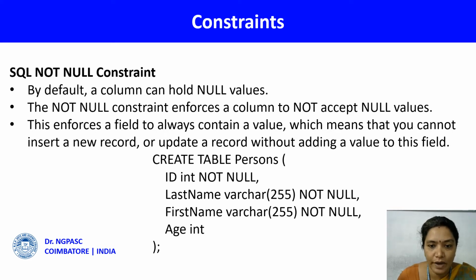It is create table persons. In that I am having 4 different columns: ID, last name, first name and age. Here the ID column is set as not null, and the last name and first name columns are also set as not null, which means these 3 columns will not accept any null values.